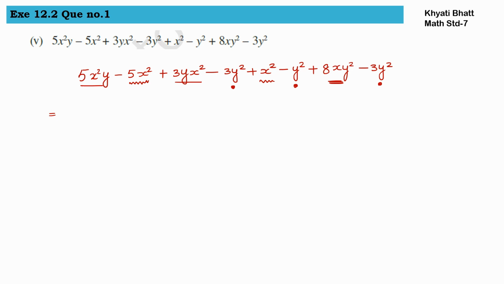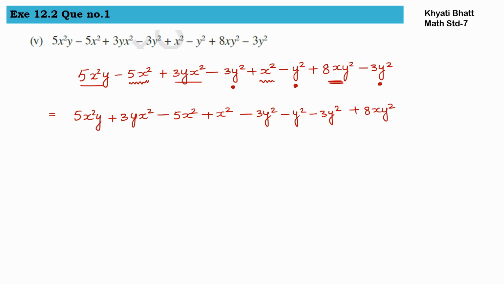So now here let us combine x square y first. So 5x square y plus 3yx square plus 8xy square. Once you segregate the terms with like terms, count the number of terms you have written. So we have segregated correctly. You can only focus on the numbers and the sign given over here. So 5 plus 3, it is going to be 8x square y. Then comes the x square term, minus 5 plus 1. So it is going to be minus 4x square.